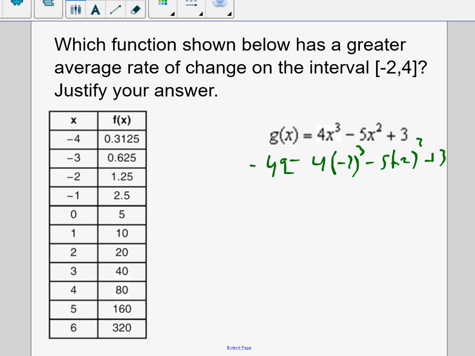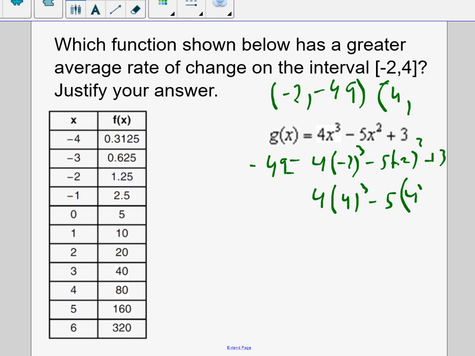And then I can do the same thing a second time. So I know I've got the point -2, -49. And now I need to find the y value that goes with my 4. So I'll do 4 times 4 cubed minus 5 times 4 squared plus 3, and that gives me out 179. So that's one way to get your y values when you're working with an equation.